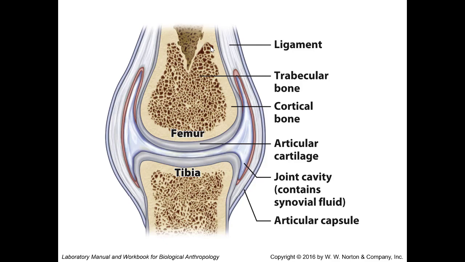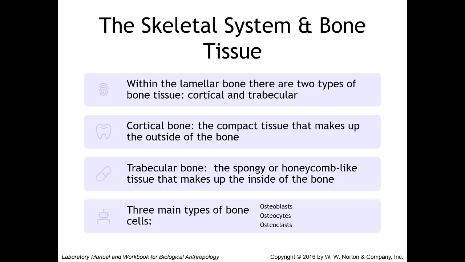Now, let's go back to the skeletal system. So within the lamellar bone, there are two types of bone tissue, cortical and trabecular. Cortical bone is the compact tissue that makes up the outside of the bone, that hard kind of bone. This is what we think of as that solid and smooth area that we're imagining.